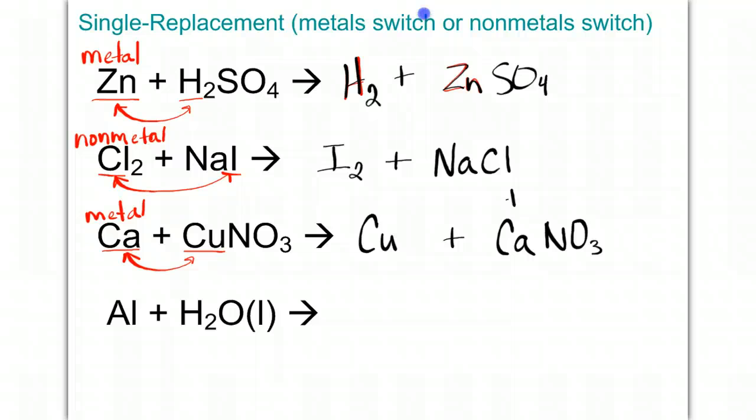If I balance the charges for calcium and nitrate, +2 and -1, switch, giving me nitrate in parentheses with a 2 on the outside of it. Erase the charges, and that's my final answer.